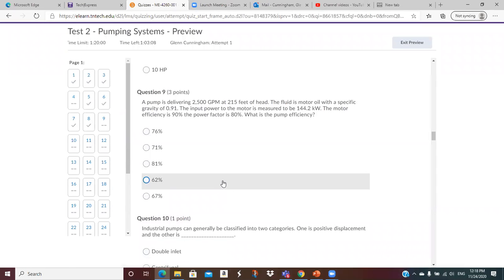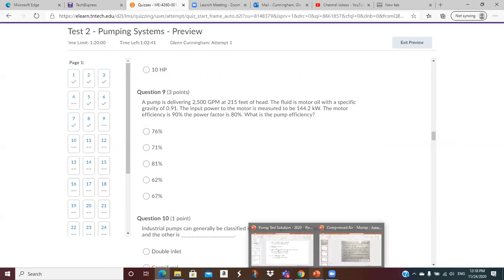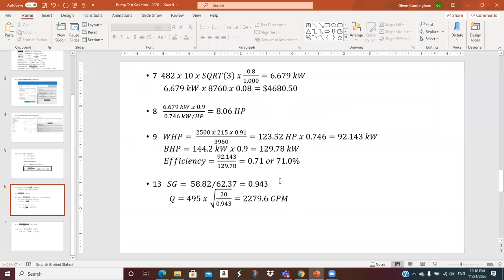The pump is delivering 2,500 GPM at 215 feet of head. Fluid is motor oil with specific gravity of 0.91. Input power to the motor is measured to be 144.2 kW. Motor efficiency is 90%, power factor is 80%. What is the pump efficiency? And so let's go back and take a look. So this would be 9.